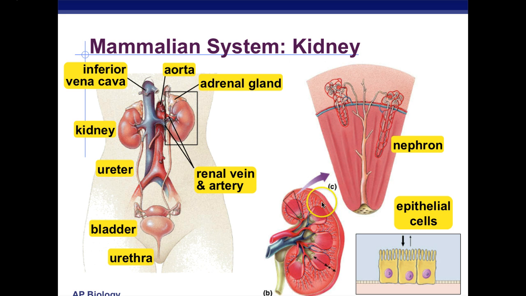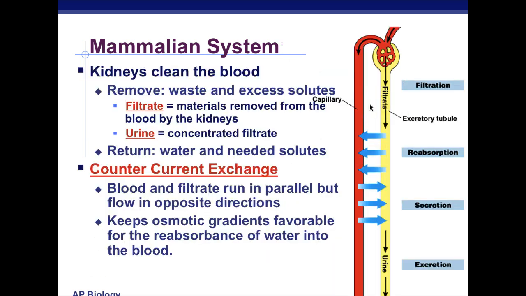Within the kidney, there are these smaller units called nephrons, and there are millions of nephrons per kidney. And it's the nephron that is the actual filtration unit that removes the waste from our blood and out of our body. So in the mammalian system, the kidneys clean the blood. What they're going to do is they're going to remove waste and excess solutes, and they form a material called filtrate. Filtrate is all the material that was removed from the blood by the kidney, and then this filtrate collects and forms urine.